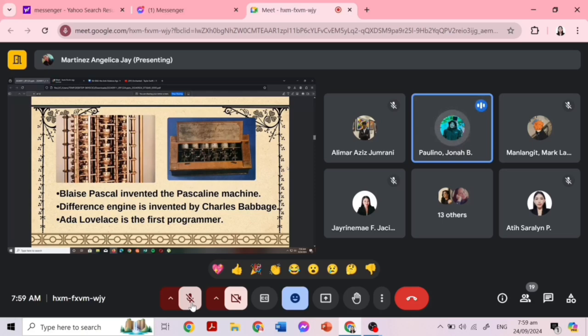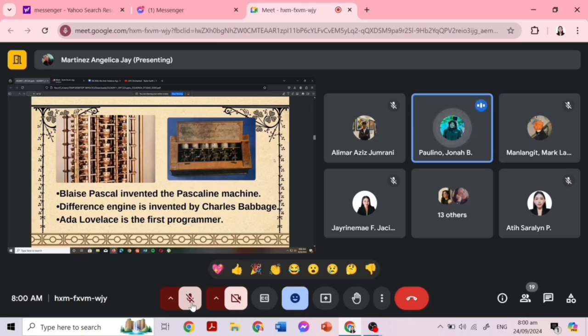So the next is Blaise Pascal, who invented the Pascaline machine. The Pascaline machine is the first calculator or adding machine to be produced in any quantity and actual use. Blaise Pascal is a French mathematician and philosopher. He designed and built it between 1642 to 1644. But in addition, guys, this calculator could only do addition and subtraction, meaning plus and minus only.